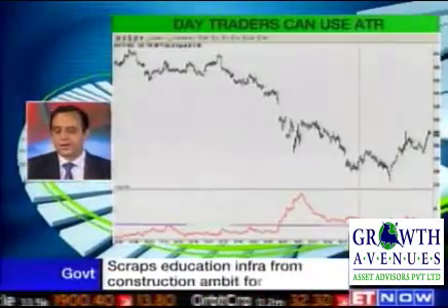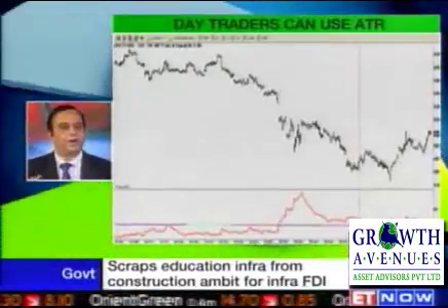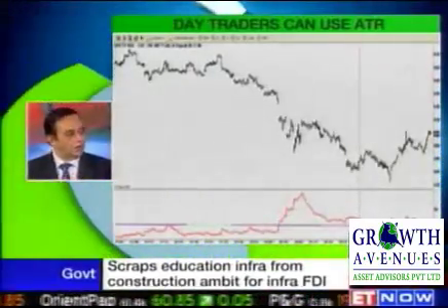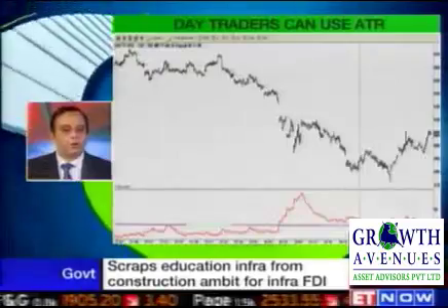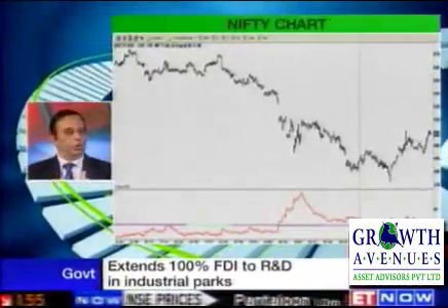So for a day trader, he can use the same sort of tool using the ATR value on an hourly chart or a 30-minute chart, where it will be between 30 to 40 points. So use the same way: buy the stock, set a stop the ATR below the low.